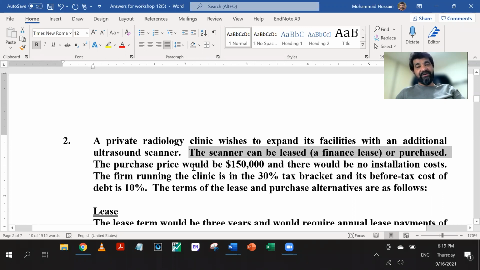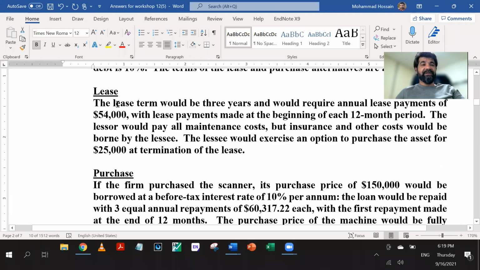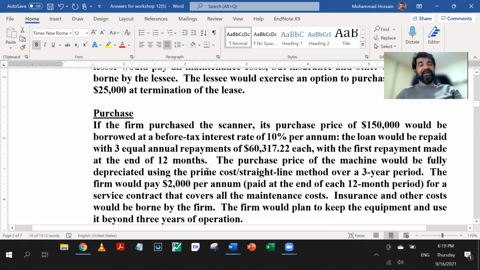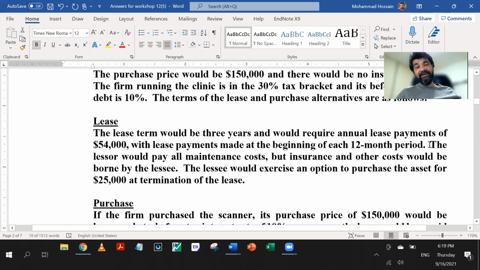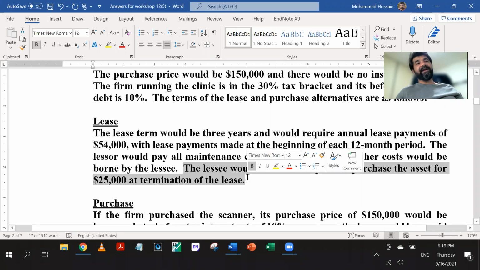The terms of the lease and purchase alternatives are as follows. Here is the lease term, and here are the purchase options. The lease term would be 3 years and would require annual lease payments of $54,000, with lease payments made at the beginning of each 12-month period. The lessor would pay all maintenance costs, but insurance and other costs would be borne by the lessee. The lessee would exercise an option to purchase the asset for $25,000 at termination of the lease. After the end of the lease term, they can buy the item by paying $25,000.